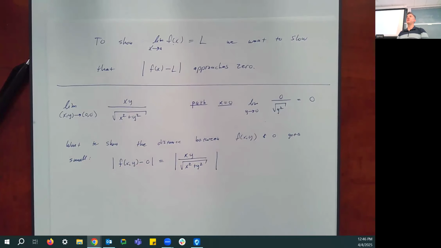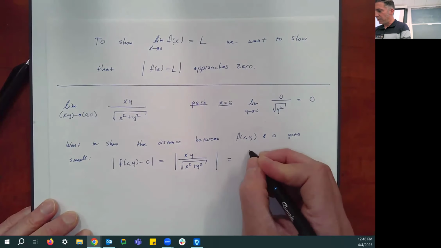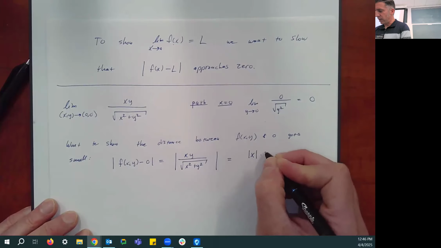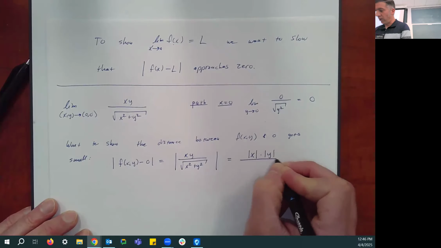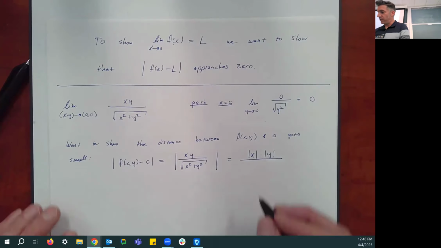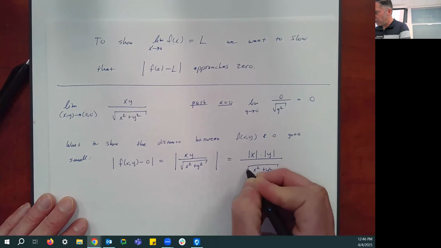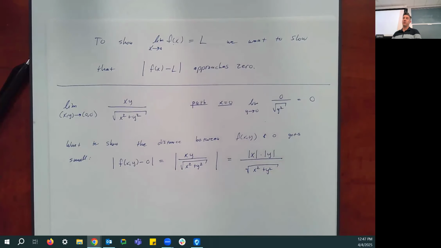And then the job is to essentially break this up into something so you can get an inequality somewhere. Usually you're looking for something in the numerator being less than something in the denominator. So let's break this apart. I'm going to write this as the absolute value of x times the absolute value of y. The square root does not need any absolute values around it because it's already spitting out positive things.